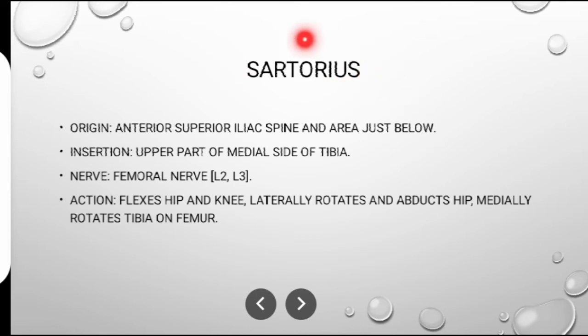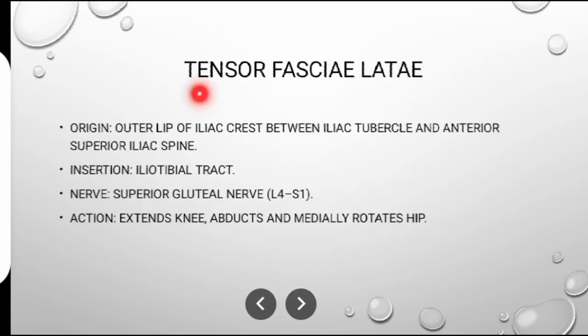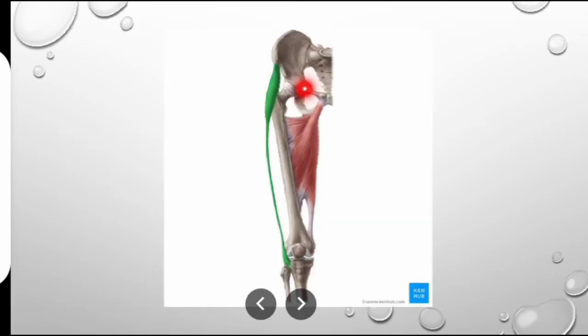Then the sartorius muscle that is involved in hip abduction has already been discussed above in this video. So move forward. This is the sartorius muscle. Then tensor fasciae latae. Its origin is from outer lip of iliac crest between iliac tubercle and anterior superior iliac spine. The muscle in green is tensor fasciae latae.